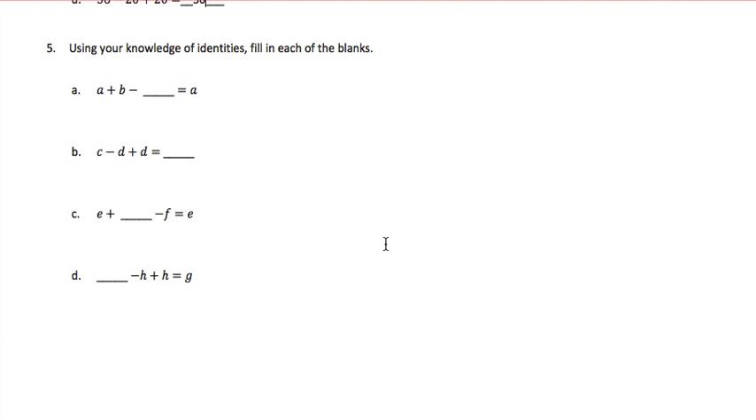Using that same information now, we're going to do the same thing with variables. If we start with A and we end with A, and then we're adding B, we would need to subtract B in order to still have A at the end. If we start with C, and then we subtract D and then add D back on, we'll have C when we're done. If we start with E, we want to add some number and then subtract F and still have E. So what we add has to be F.